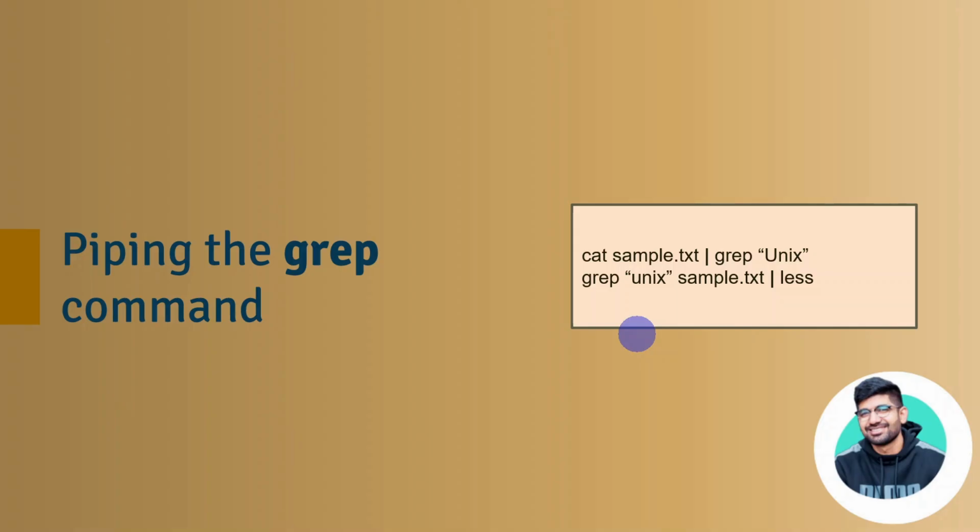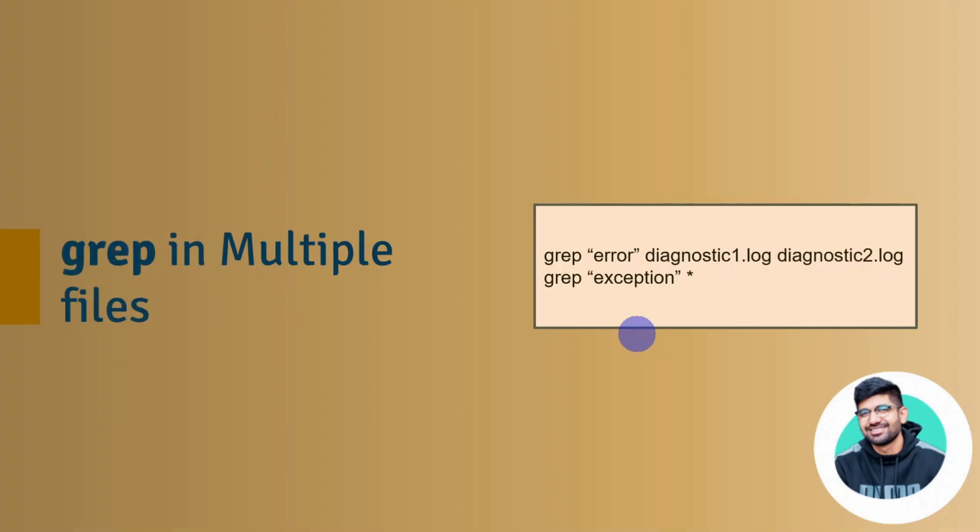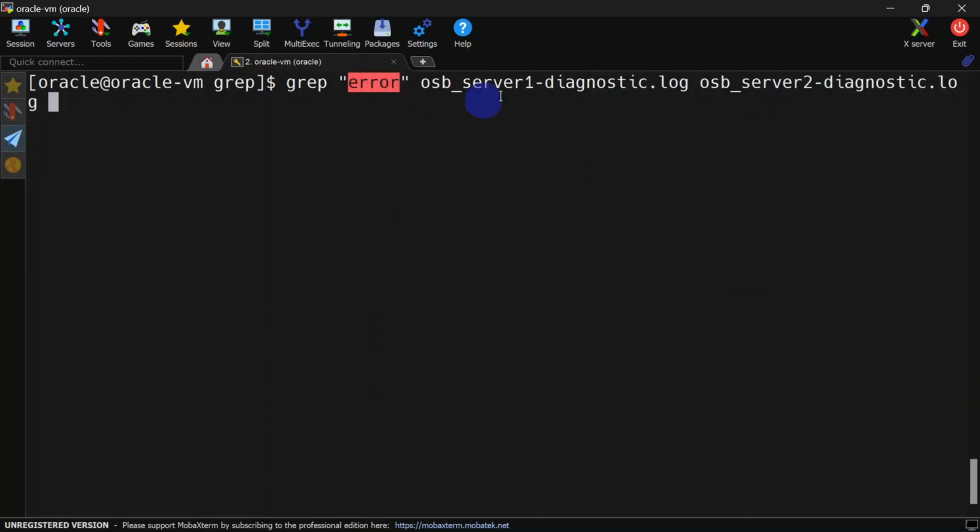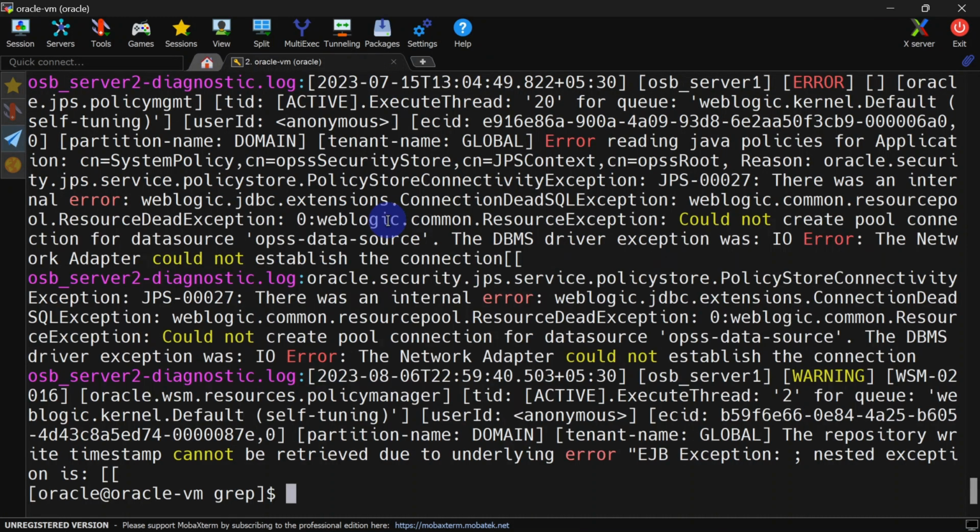Now let us see how to grep in multiple files. For that you can give your filter string and after that you can mention the names of the files. Also you can mention a wildcard character so that you can grep inside all the files. In the first example, these are the two files where we want to grep our filter string. So let's do it. And you can see we were able to grep inside those two files.